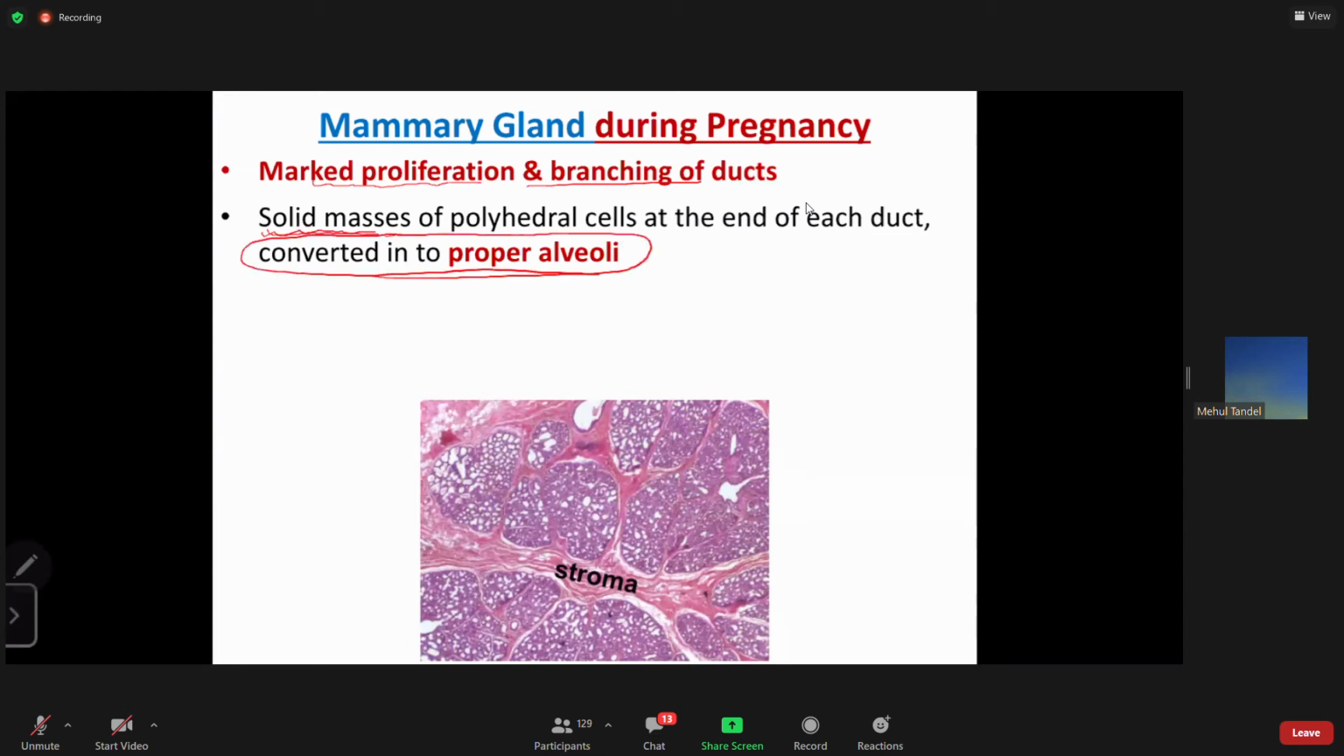Now proper alveoli like this. Okay, it is converted into proper alveoli. सिर्फ mass था, यहाँ पे proper alveoli बन गई. और क्या होता है? Now each lobe is a compound tubular alveolar gland.